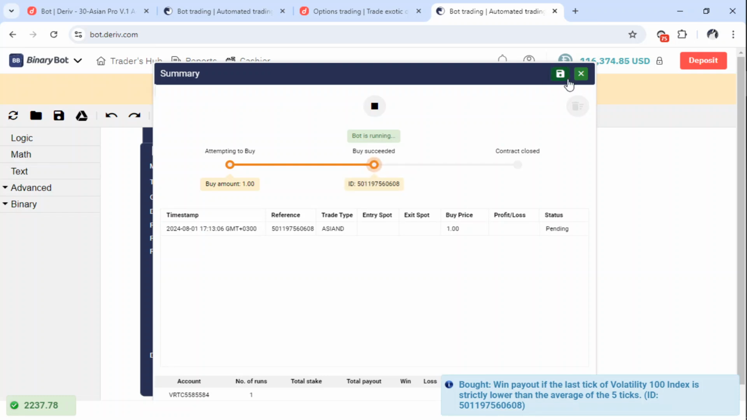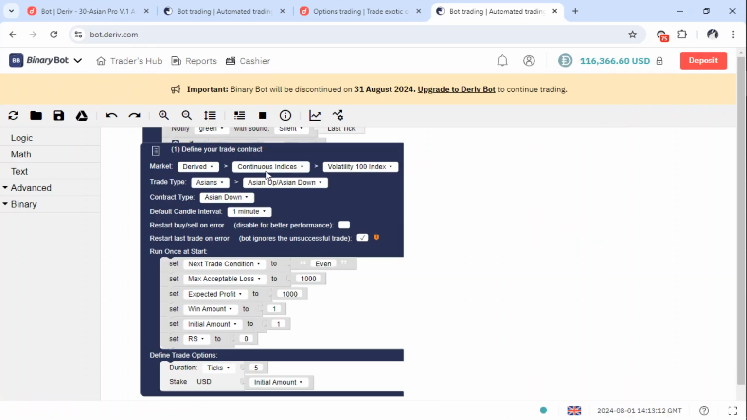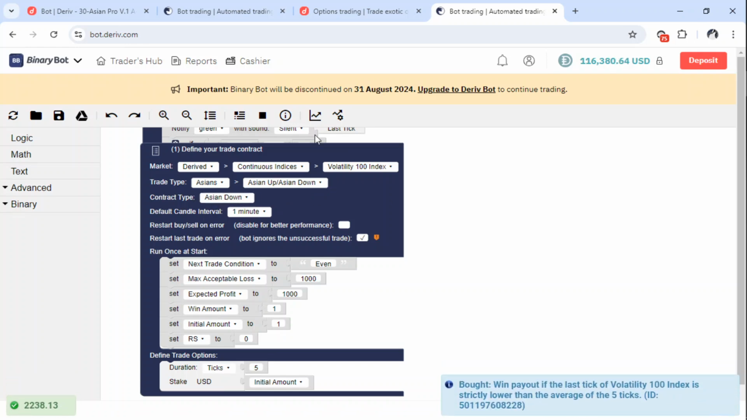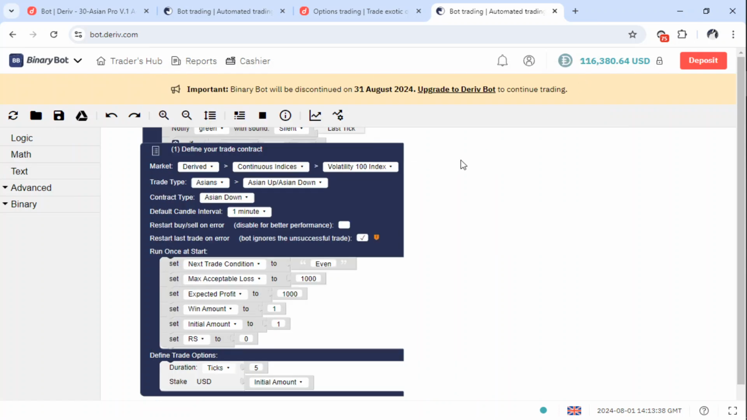This bot trades on Volatility 100 continuous indices, Asians, where we're checking Asian up and Asian down. In this case we will only be focusing on Asian down, I guess. Asian down. The amount of money you are winning is very good compared to the amount of money you are risking.